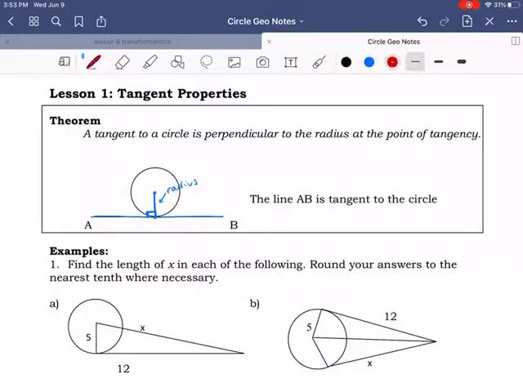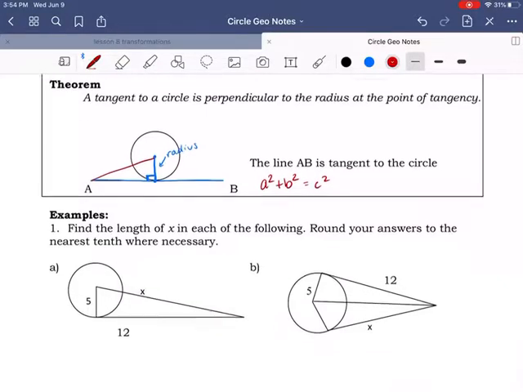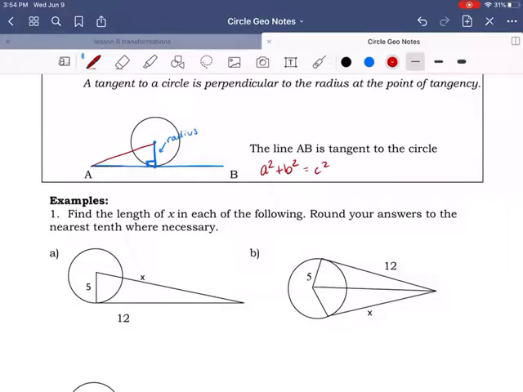Now this is an important concept because we just did Pythagorean theorem, and if we have a 90-degree angle, we can join the other two parts to form a right angle triangle. All right, and if we have a right angle triangle, we can use a squared plus b squared equals c squared. All right, so here's an example.